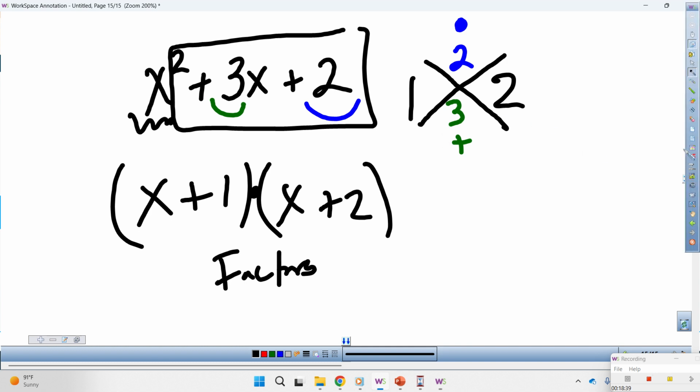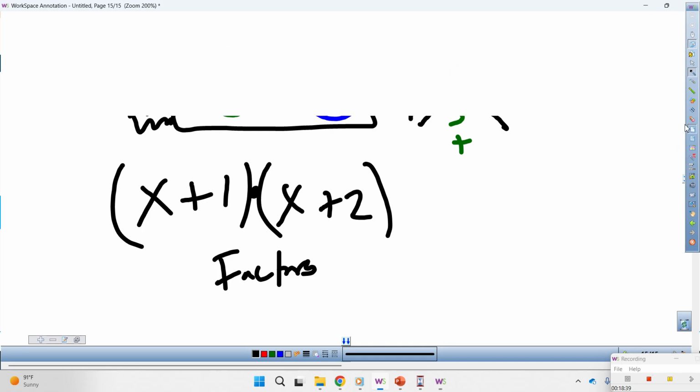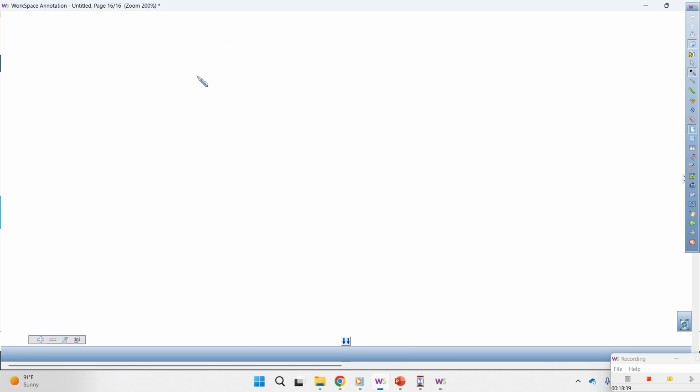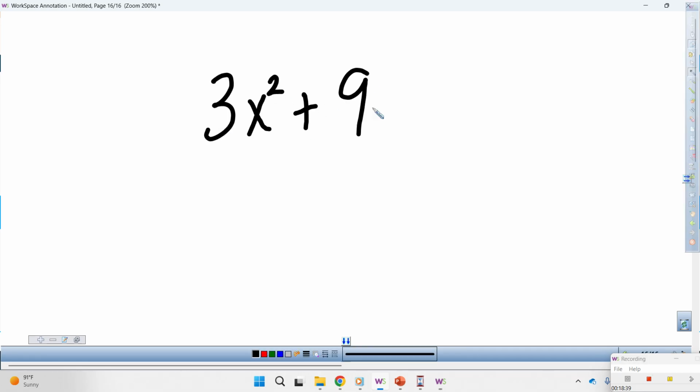I mean, you can go. That's fine. But you're missing the main part. Here it goes. What if I gave you this? 3x squared plus 9x. And I need to factor that.